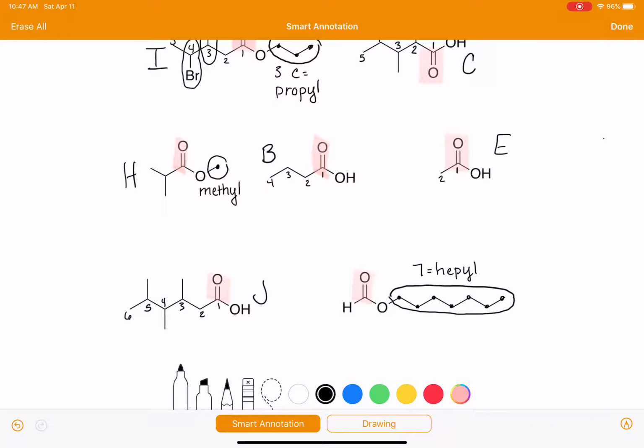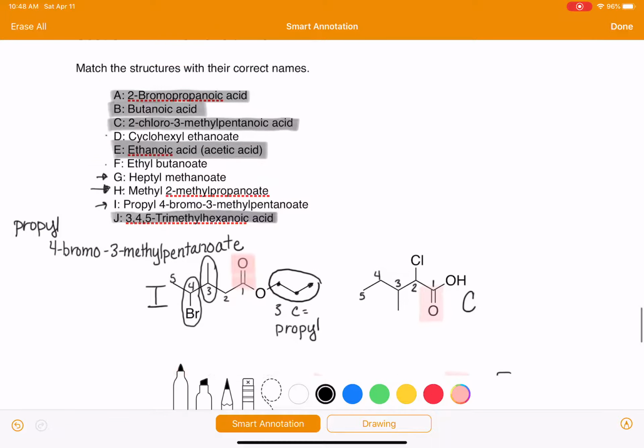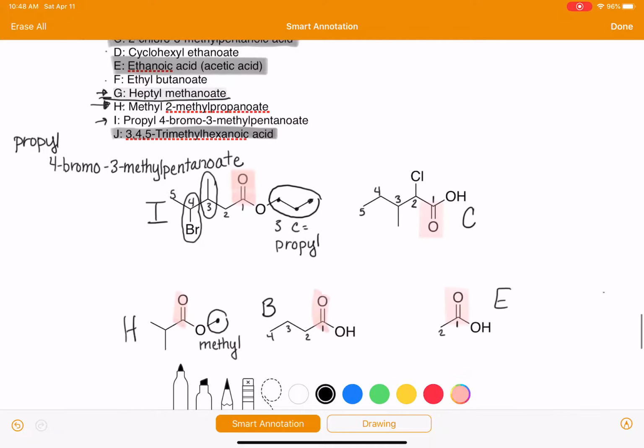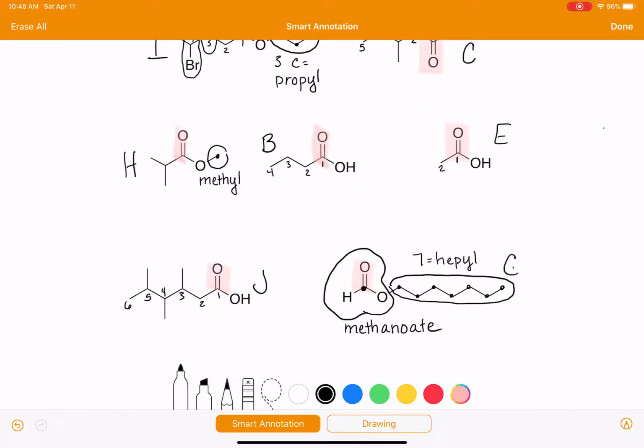So what could we look at next? The next thing that we could look at is the part of the molecule that resembles a carboxylic acid. This is just a 1-carbon carboxylic acid. So the second part of the molecule's name should have meth in it. Like if it was a carboxylic acid, we would call it methanoic acid. But since it is not a carboxylic acid, we're going to be calling it methanoate. So let's look for something that has methanoate in the name. And there's heptyl methanoate. So this is definitely G.